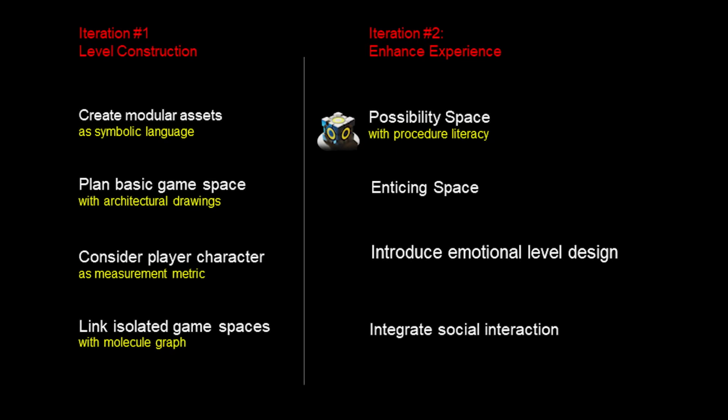By far, we've finished the first iteration of level design. Then how do we enhance the experience in the second iteration? Let's revisit each stage of our first trial. On the modular asset or symbolic asset level, we could make the game space a possibility space.